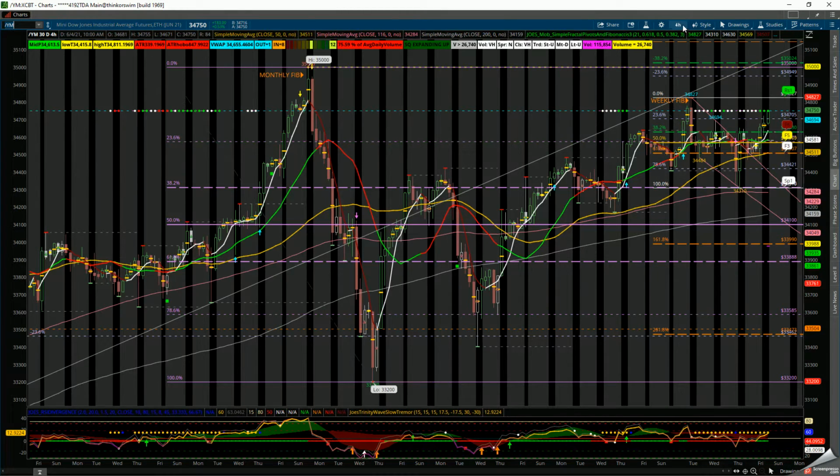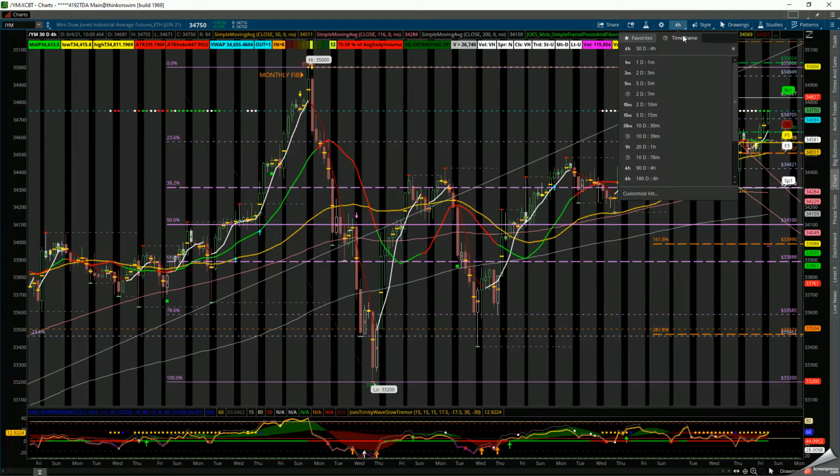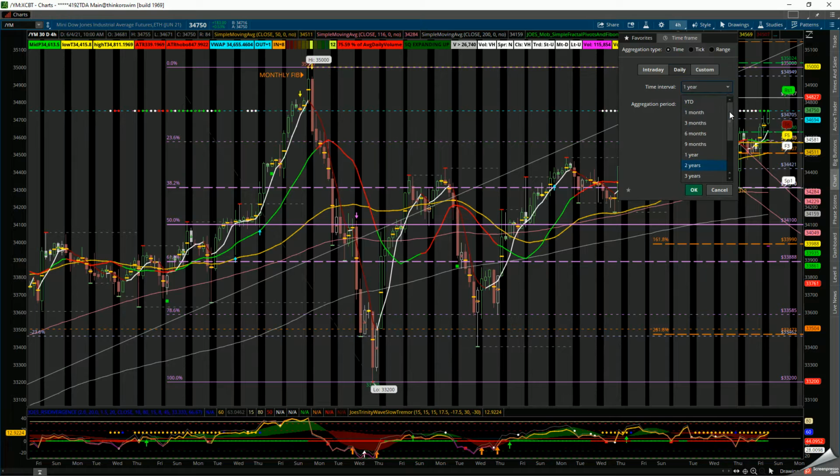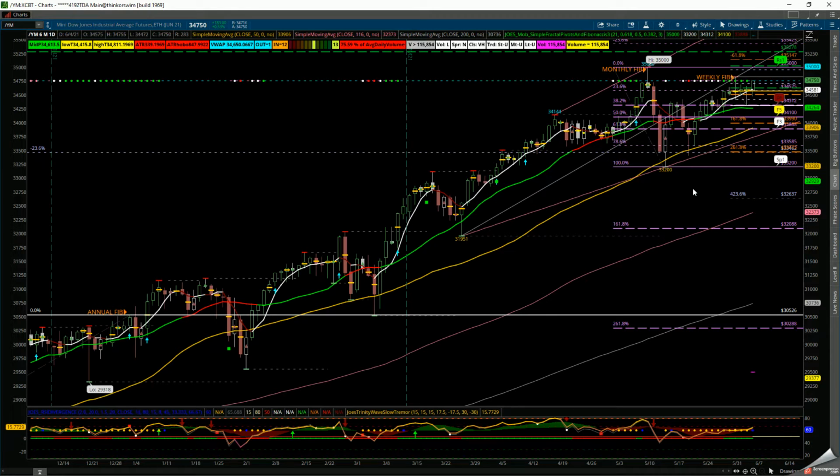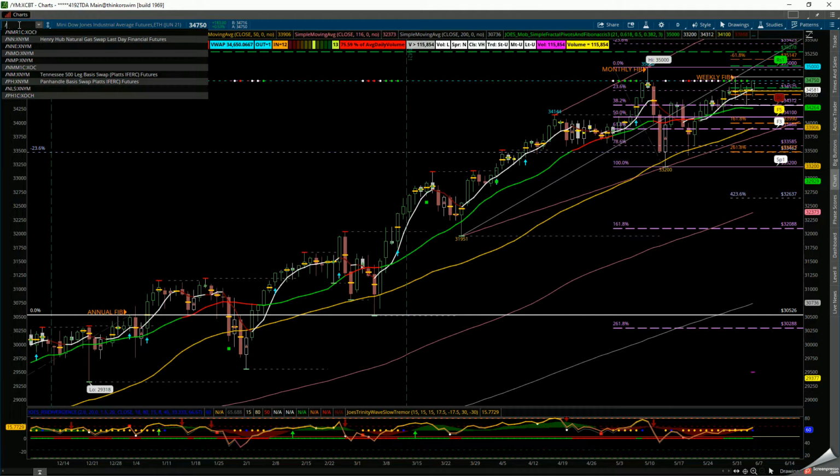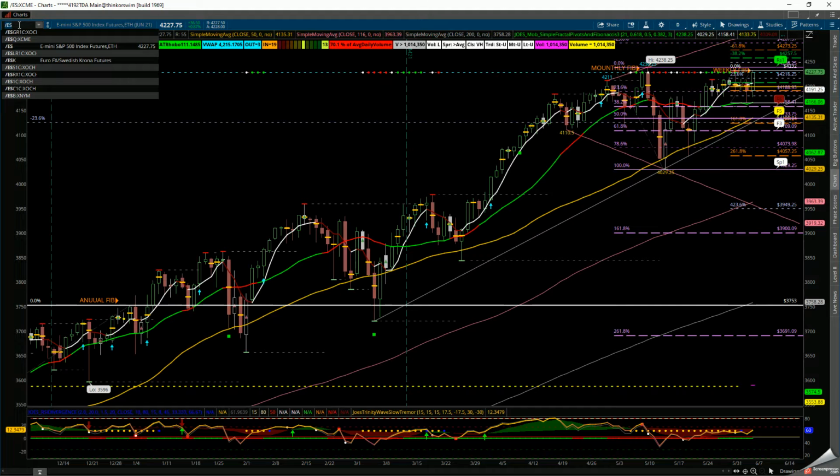And if I do look at it on a daily chart, we'll go back here, time frame. We go daily instead of yearly. We'll do 6 month, and we push OK. You can see the range in the Dow. Let's take a look at now the ES, the E-mini contract, or the SPY, or the SPX.